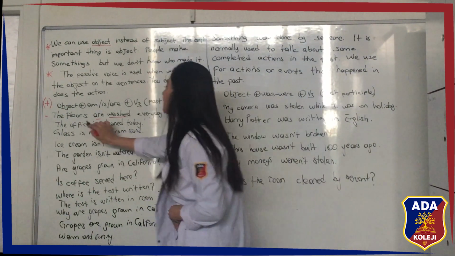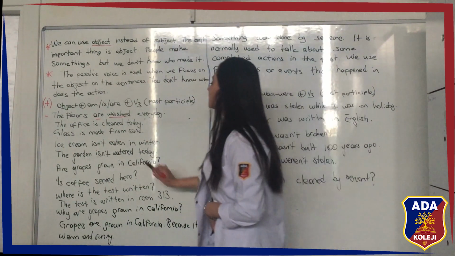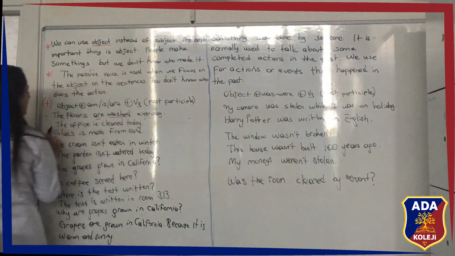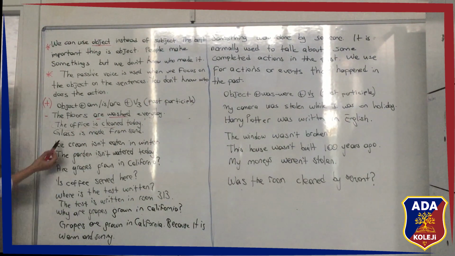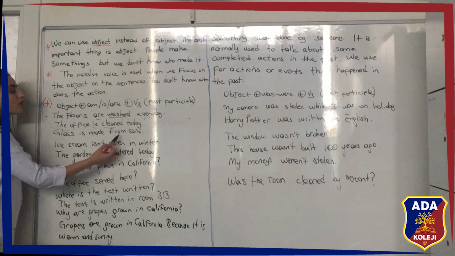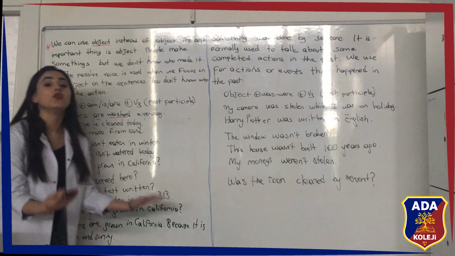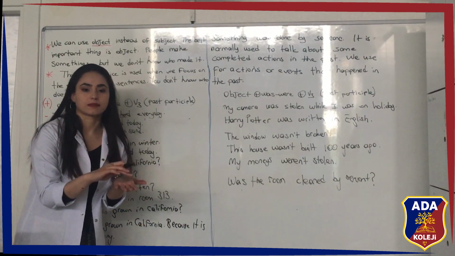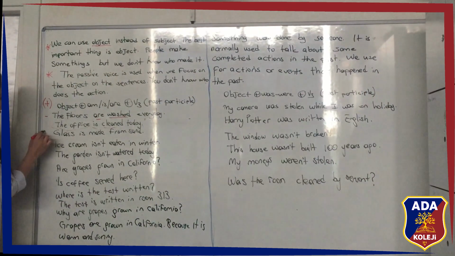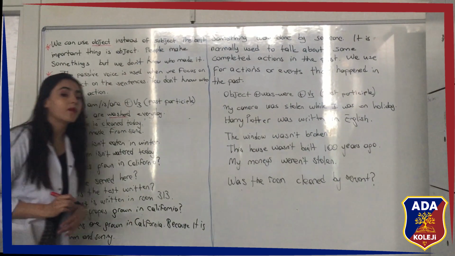Now, the office is cleaned today, okay? We can look at this part. We have object and then is and verb 3. Okay, glass is made from sand, but who? We don't know the answer about it. Okay, we don't have an answer. Now, the other parts we will look at.